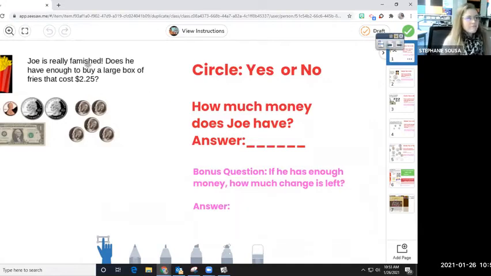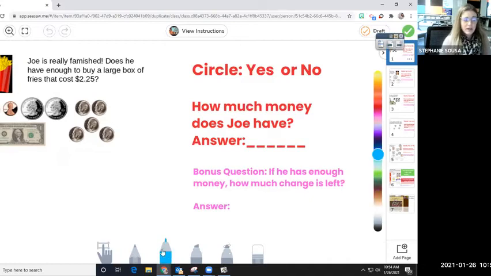Joe is really famished. Does he have enough to buy a large box of fries that cost $2.25? We're going to check it out. You have this picture here. Look, you can't move the money. So this is why we've been talking with you about making sure you have a strategy for counting if you can't move it, okay? My strategy is going to be to count in the same order. Values. I have $1. Please write down $1 with me.